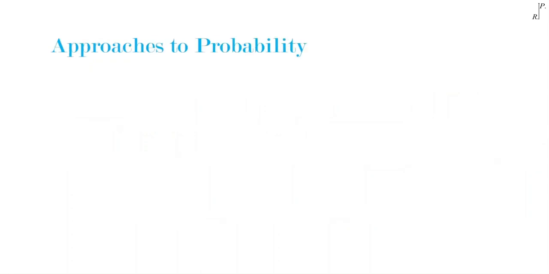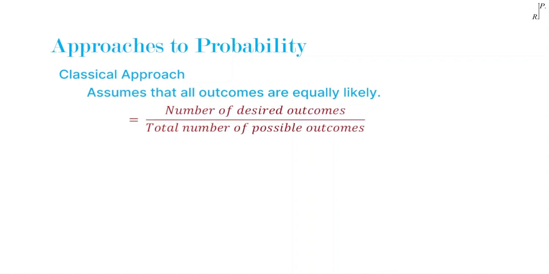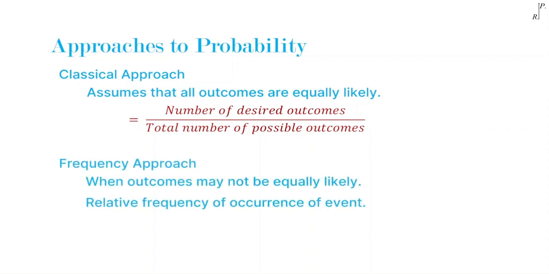Next, we have the approaches to probability. We have 2 common approaches. The first one is the classical approach, which assumes that all the outcomes are equally likely. Mathematically, we represent it as the ratio of number of desired outcomes to the total number of possible outcomes. And the second approach is the frequency approach, which assumes that outcomes may not be equally likely. Probability in this case is defined as the relative frequency of occurrence of the events.